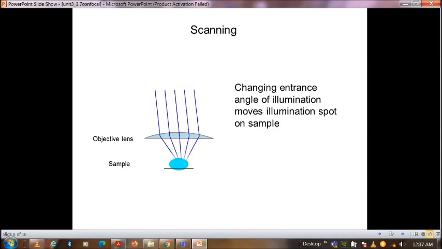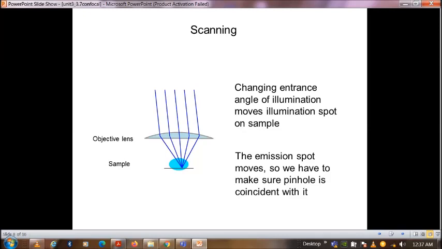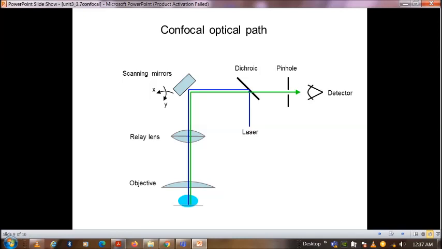So like this, whenever the entrance angle of illumination has been changed, the spot of the sample which we have to see is adjusted. So the emission spot moves, so we have to make sure the pinhole is coincident with it. So the confocal optical path may occur like this.